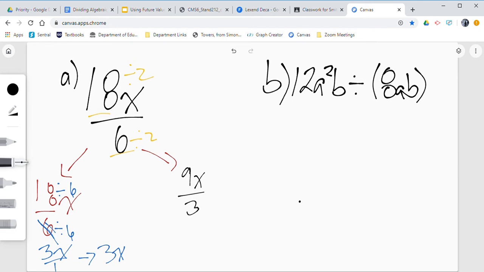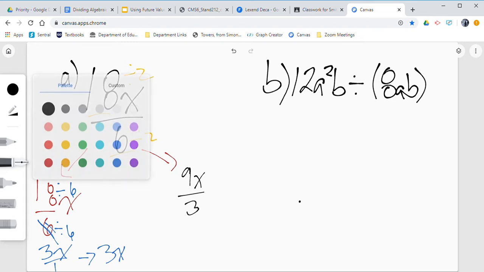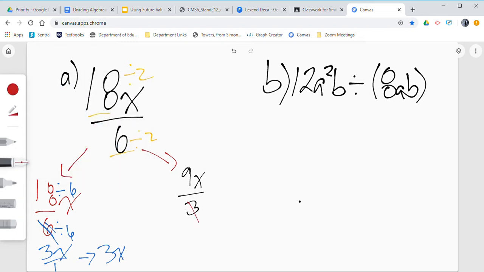Next thing I would do is notice again that I have 3 and 9 as my two numbers, and I know that both 3 and 9 are divisible by 3. I can divide 3 by 3 to get 1, and that's why I've crossed it out. And I can divide 9 by 3 to get 3. So I would then write my simplified answer as 3, and I include my x because it hasn't gone anywhere, over 1. And that would be a way of thinking about it.